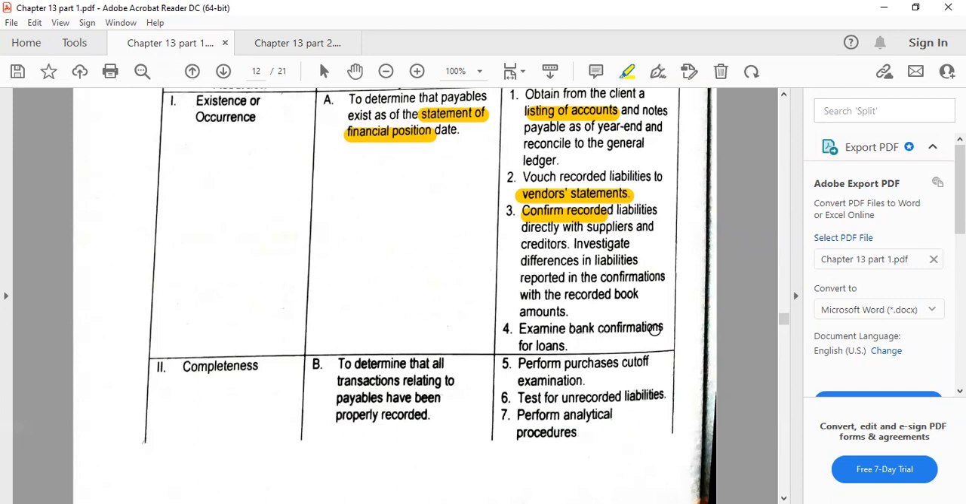We can also examine bank confirmations for loans. Naman dito sa ato ang for loans coming from the banks or lenders, no, so directly sa bank account ni client. So we can also look at the bank statements for that.